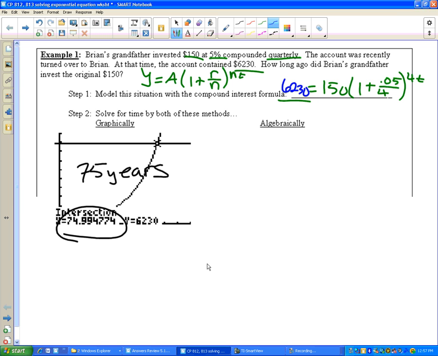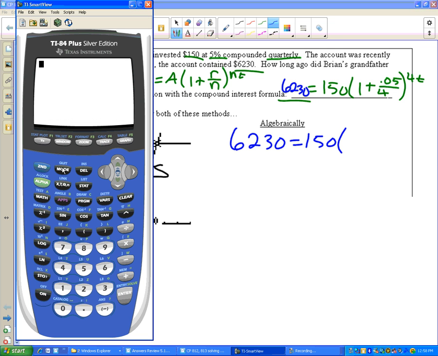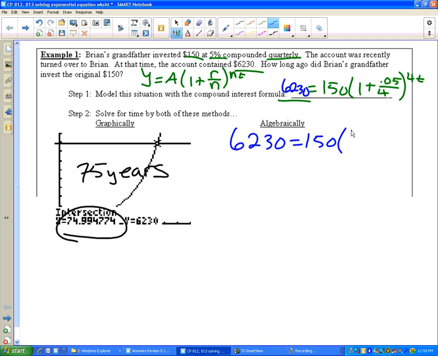How does this work? Well, my equation is 6,230 is equal to 150 times 1 plus 0.05 divided by 4. If I plug that into my handy dandy calculator, 1 plus 0.05 divided by 4, I get 1.0125. So this is 1.0125 to the 4t power. Now remember, the way this works is I need t to be taken out of my exponent.